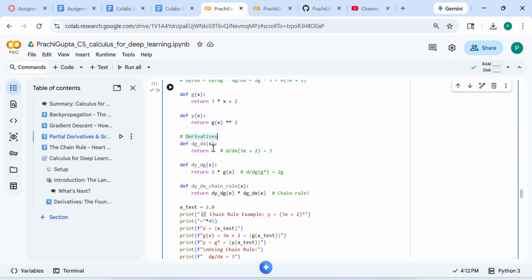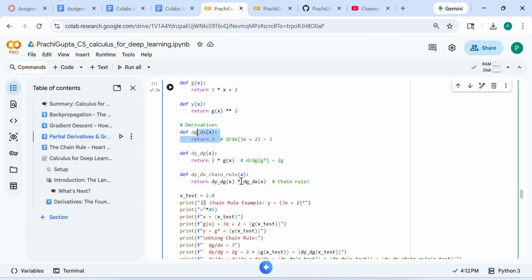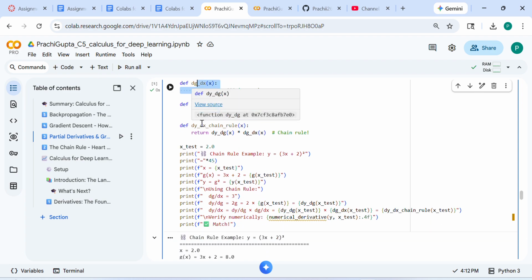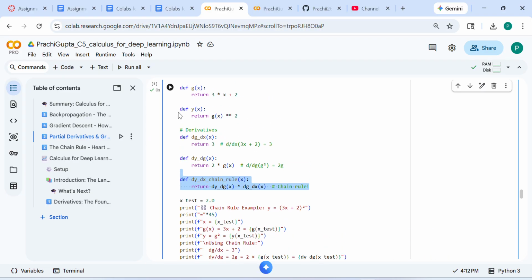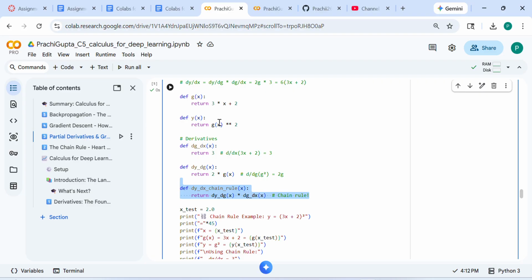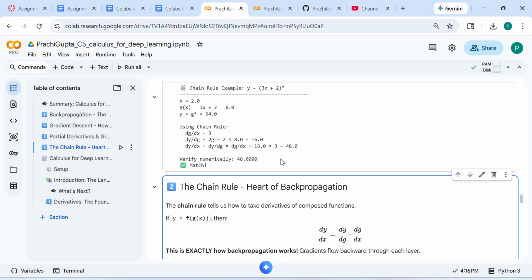So this is what we have defined here. Once we get this, we will define our main chain rule where we will do dy by dg and derivative of dg dx. So this is our main chain rule, and this is how we have broken it down into four simple steps. So let's do a test for value 2 and let's see how it actually propagates and works. Let me just run it.